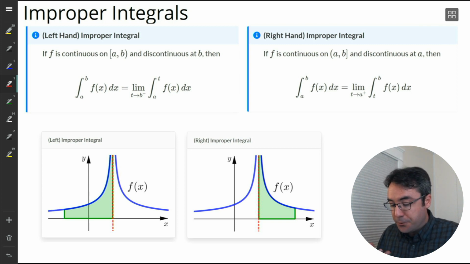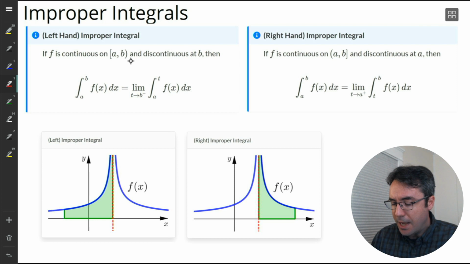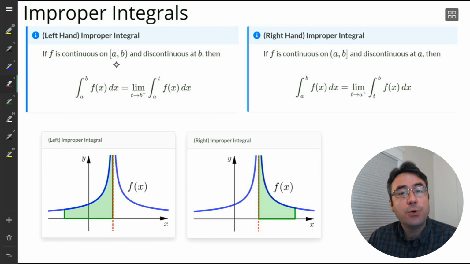So we're going to break this apart just like we did with the other improper integrals we saw, where we had infinite limits or infinite intervals. But now we're going to be having discontinuities. So let's consider the left-hand case where we have this function f. It's continuous on the interval from a to b, but it has a discontinuity at x equals b. So that's why we're using this open interval notation at x equals b. So it has a discontinuity there.